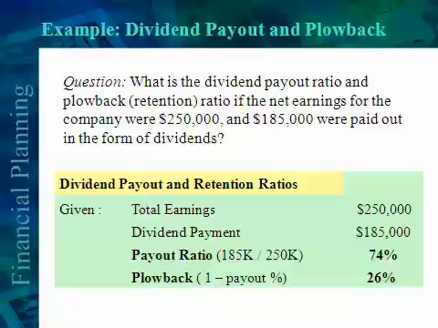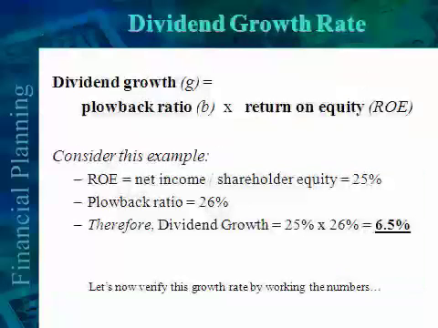74% of earnings are paid out in the form of dividends to common shareholders. If 74% are paid out, then 26% are retained. These dollars flow into the balance sheet and are booked as retained earnings. Dividend growth rate is a product of the firm's return on equity and plowback or retention ratio.